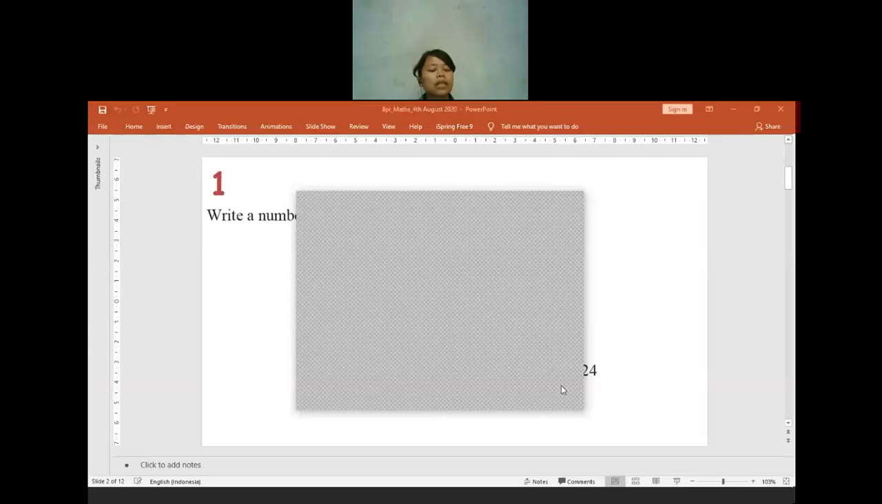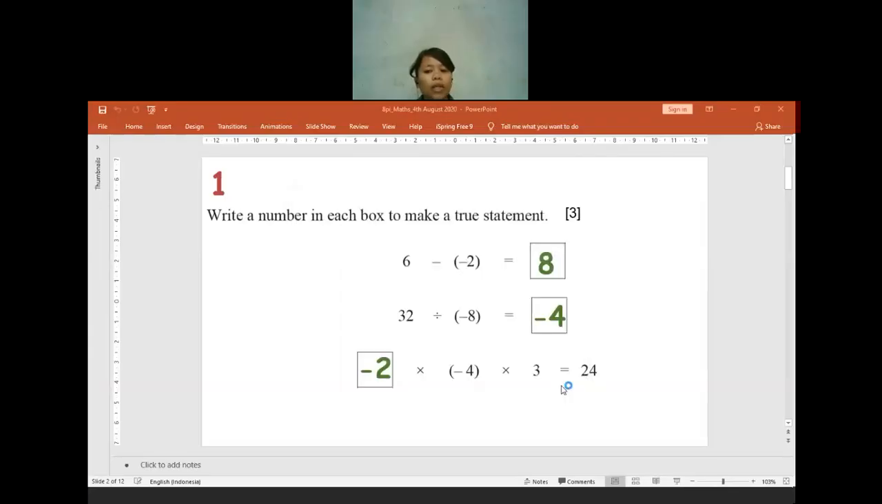We will start the discussion from question 1. You can check your answer for question 1. The total mark is 3. If 1 is correct, you get 1 mark. If 1 is wrong, you will get 2 marks. There will be no 0.5 on this question 1.